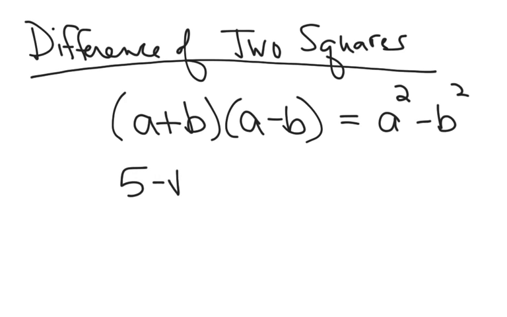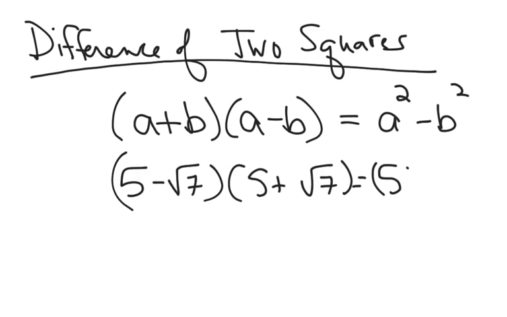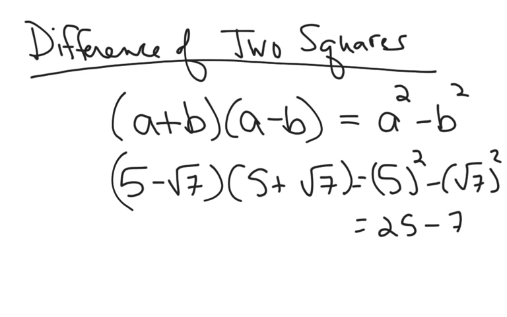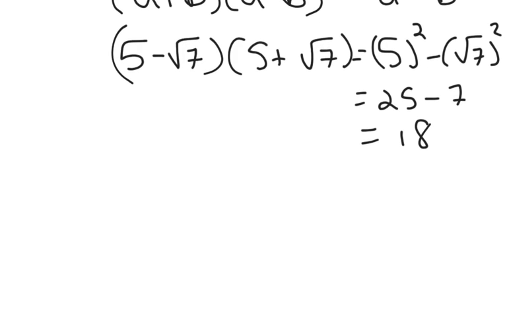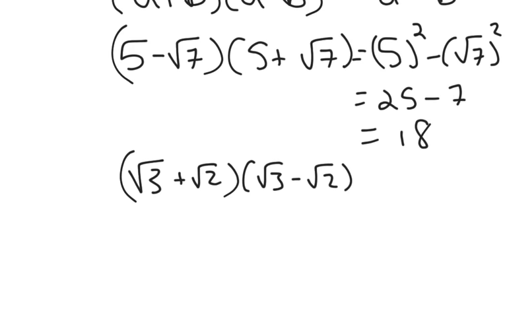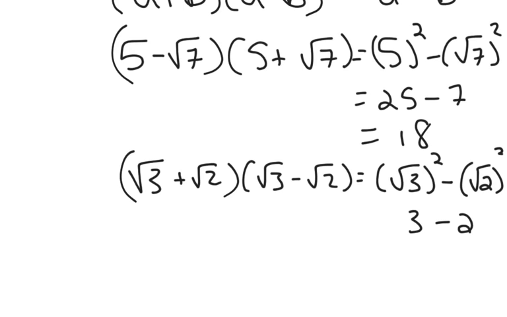So when we did 5 minus the square root of 7 times 5 plus the square root of 7, we were really just squaring the 5 minus squaring the square root of 7, which was 25 minus 7. Or the same thing with the square root of 3 plus the square root of 2 times the square root of 3 minus the square root of 2. Because it's just a difference of two squares, we were squaring the square root of 3 minus squaring the square root of 2. Well, that's just your 3 minus 2 because the radicals and the squares cancel each other and they go away and you end up with 1.